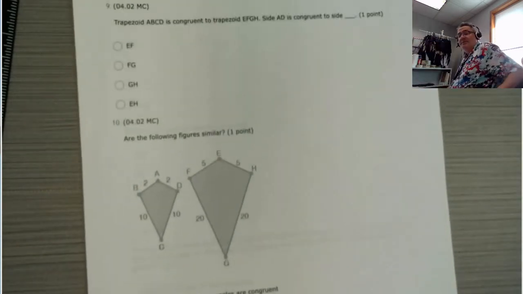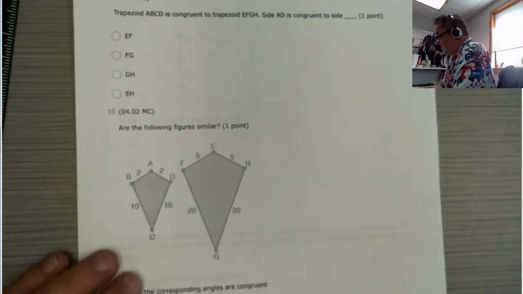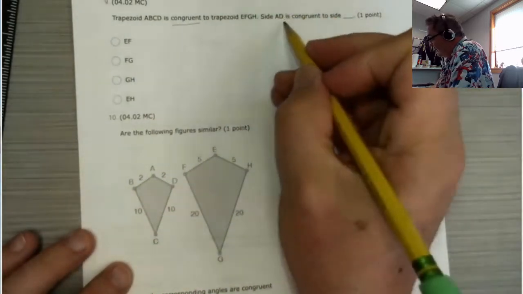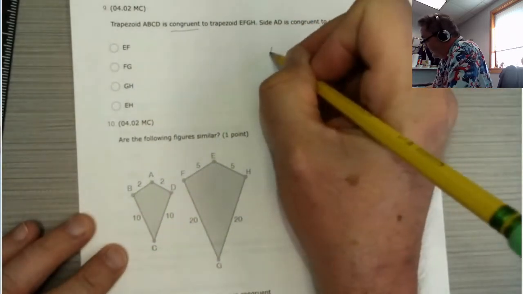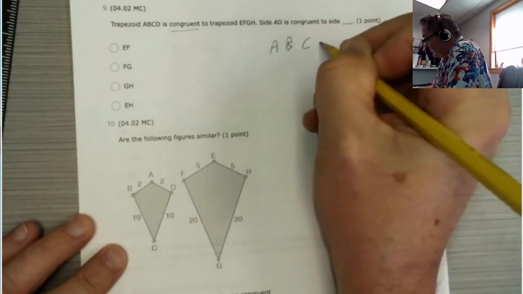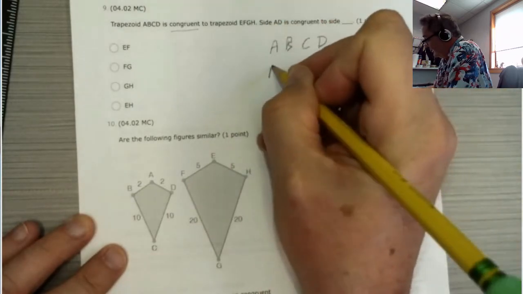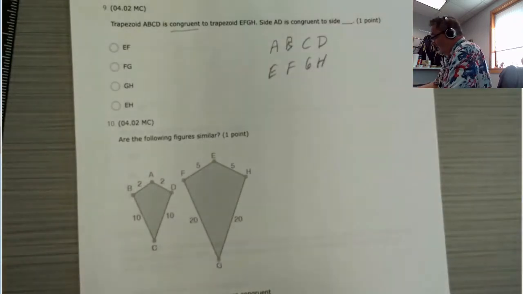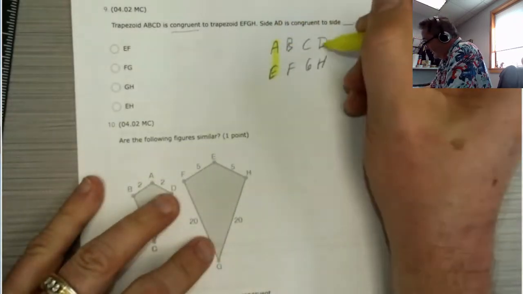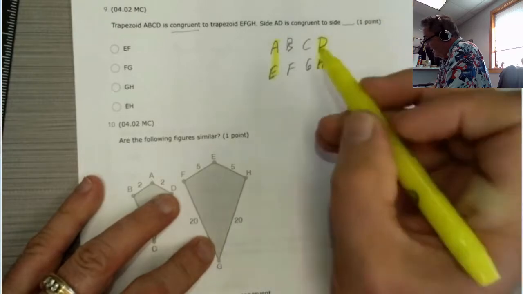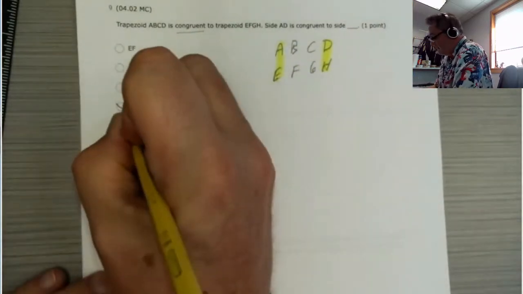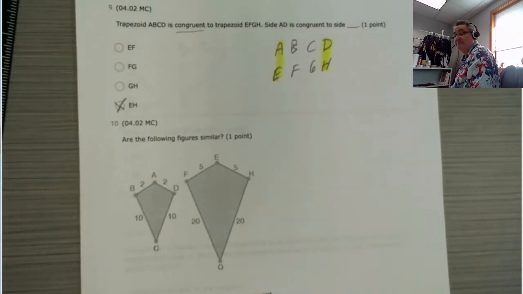All right. Trapezoid ABCD is congruent. Congruent means exactly the same size. So AD is congruent to side what? Well, A, B, C, D goes with E, F, G, H. So A goes with E, D goes with H. So AD would go with EH. It's that easy. There you go.